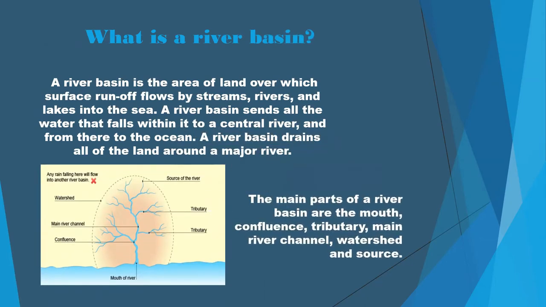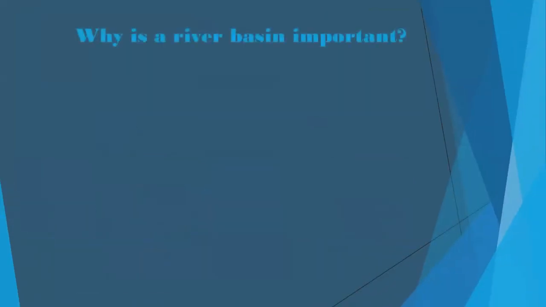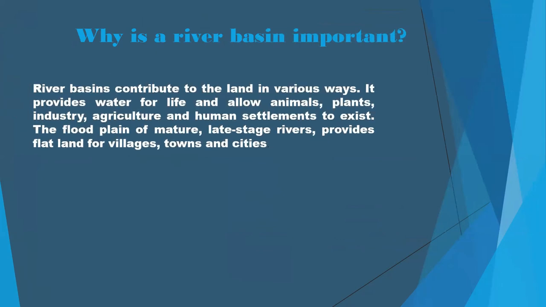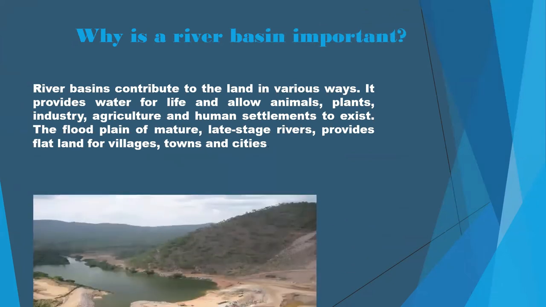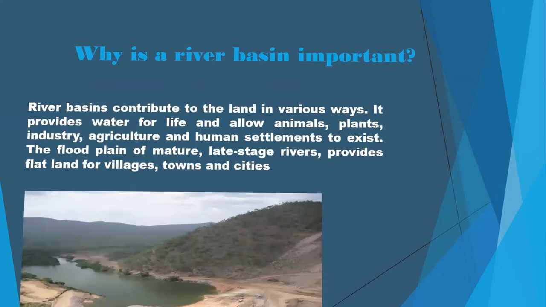The main parts of a river basin are the mouth, confluence, tributary, main river channel, watershed, and source. Why is a river basin important? A river basin contributes to the land in various ways. It provides water for life and allows animals, plants, industry, agriculture, and human settlements to exist. The floodplain of mature, late-stage rivers provide flat land for villages, towns, and cities.